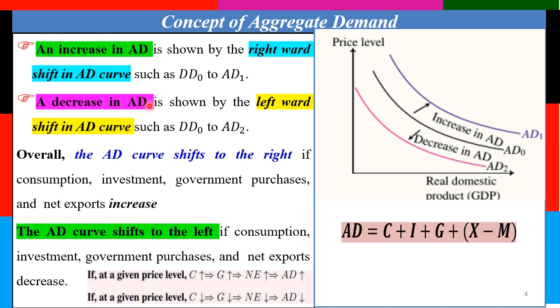A decrease in aggregate demand is shown by the leftward shift in the aggregate demand curve from D0, that means from the aggregate demand, not this one, to aggregate demand 2, the pink one. So this shows the decrease in aggregate demand. From this black line to the pink one, it shows a decrease in aggregate demand, not a decrease in quantity demand. Take care. It's not a decrease in quantity demand. It is a decrease in aggregate demand.